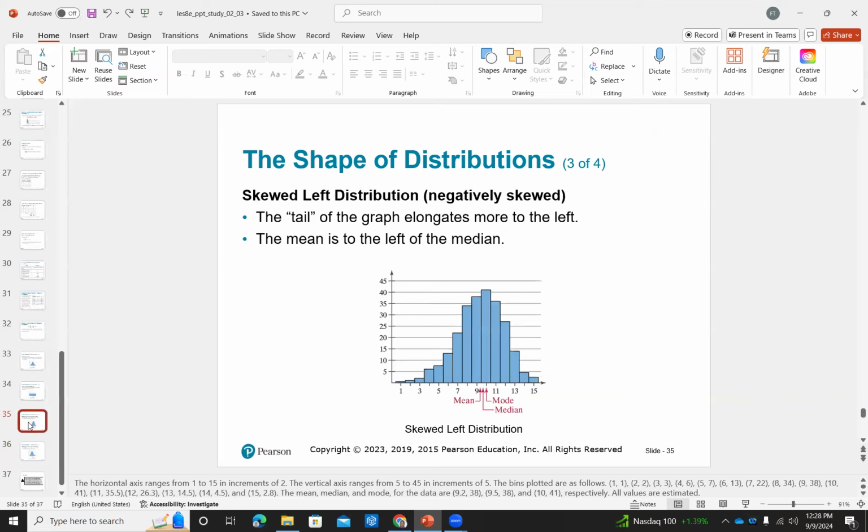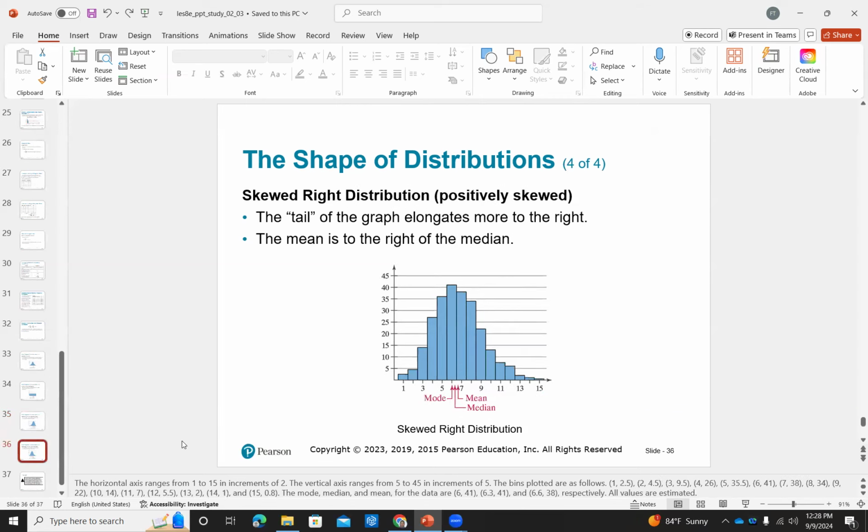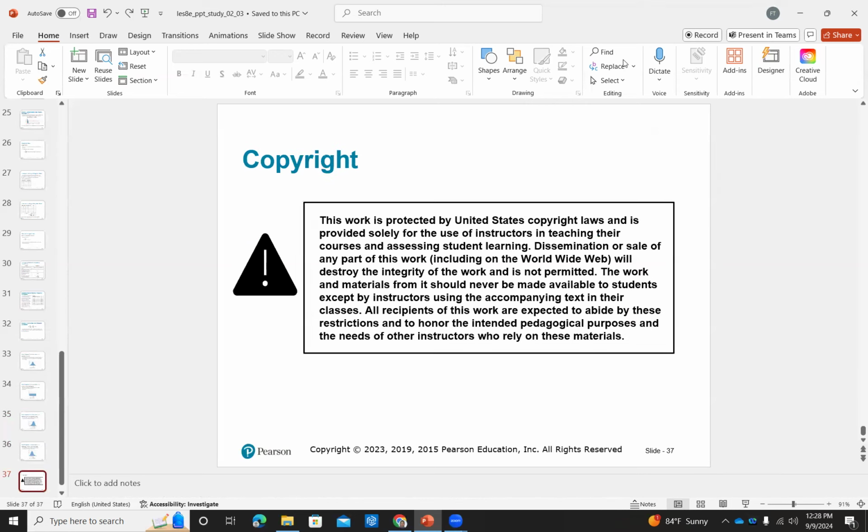When we look at here, median was still in the middle, but mean is on the left of the median. And then here, mean is on the right of the median. That's how we do this. And then the mode is before median and mean for these questions. That's all for 2.3.